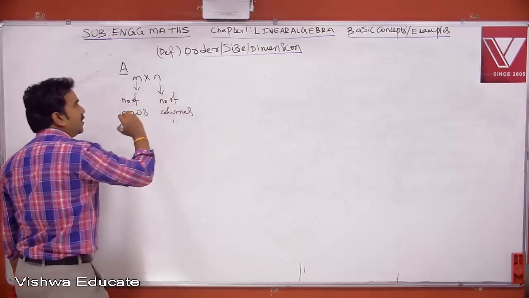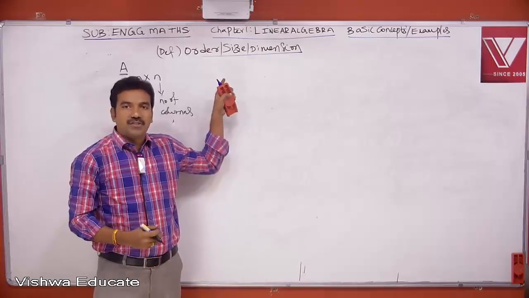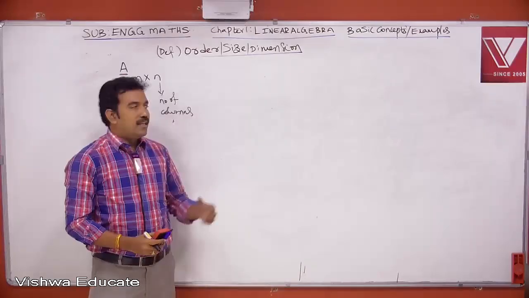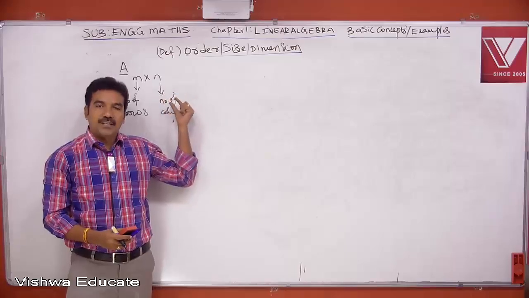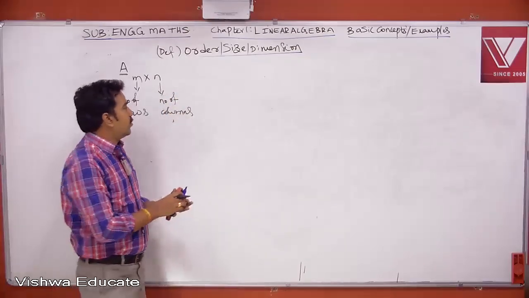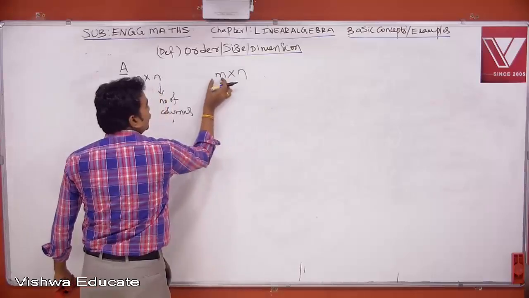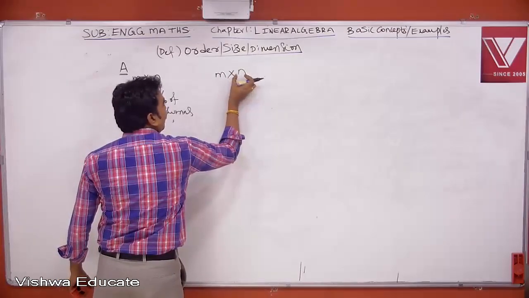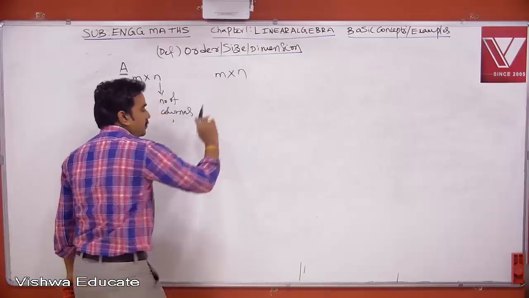So here I mentioned 3 different words: order, size, dimension. Everything is the same. How to define this? The number of rows and columns of a matrix is called the size of a matrix. So it is denoted by m cross n, where m represents the number of rows and n represents the number of columns. At first we write the number of rows, at last we write the number of columns.